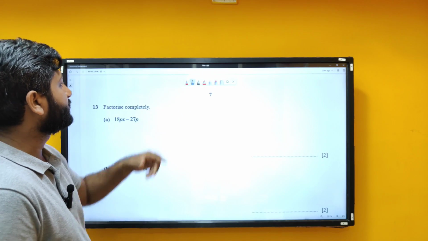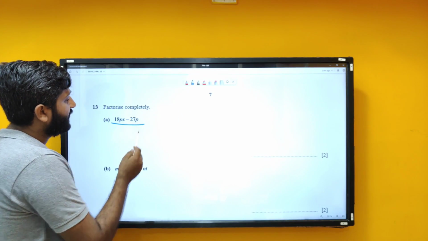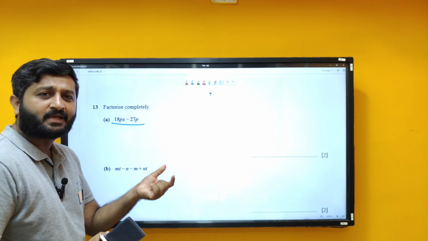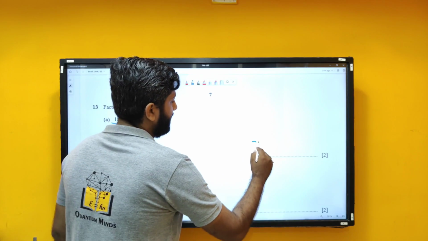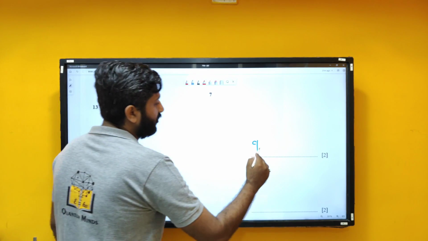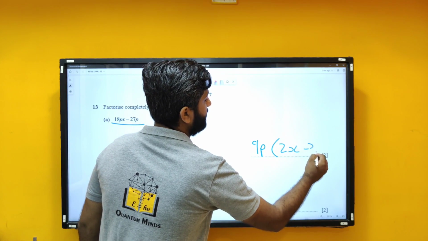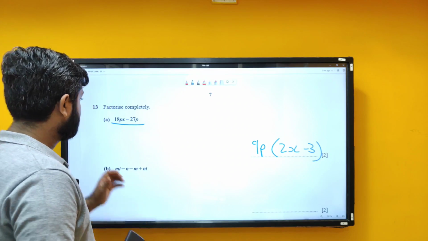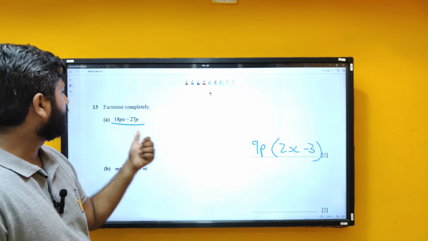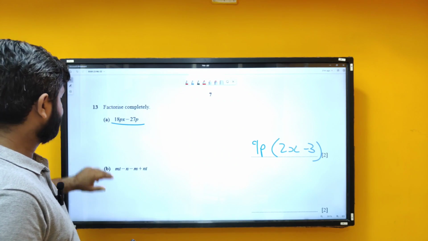Factorize completely. Okay, so we are supposed to completely factorize. I think we can take 18 and 27. 9 is the common factor. So let us take 9 common. And I think p is also common. So we'll be left with 9p common, 2x minus 3, right?